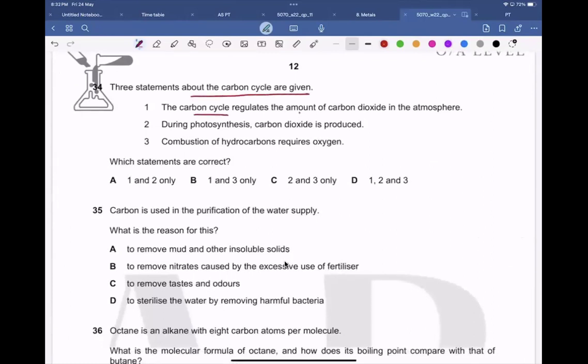The carbon cycle regulates the amount of carbon dioxide in the atmosphere. Yes. During photosynthesis, carbon dioxide is produced. No, not at all. So 2, 2, and 2. So all 3 go wrong because carbon dioxide is being used to form glucose and oxygen, right? So B is the correct answer.